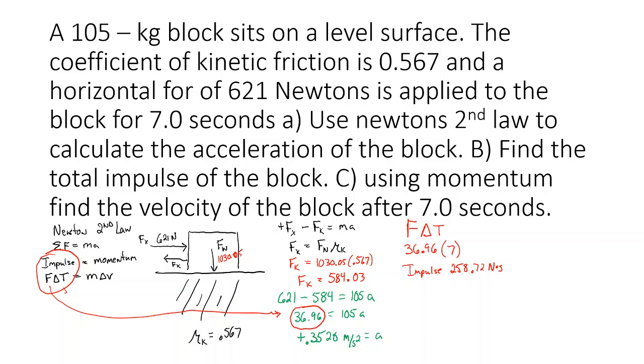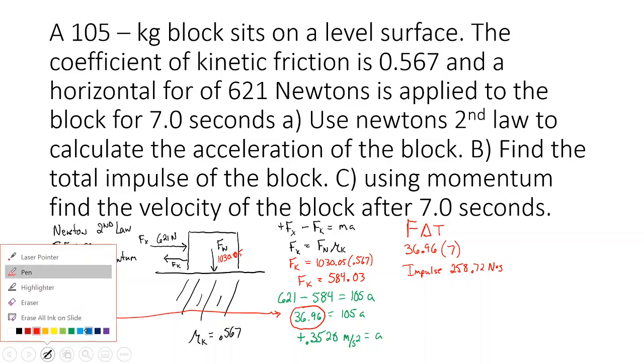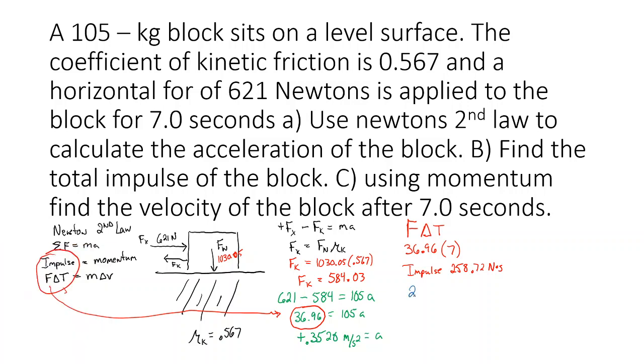Now it says take your momentum into the equation to find the velocity. We know that the impulse we just found, 258.72, equals the change in momentum, which is the mΔv part. So over here we're going to begin using mΔv. The mass is 105, and that'll allow us to find the change in velocity after those 7 seconds. So we divide by 105, and we get 2.464 meters per second equals the change in velocity.